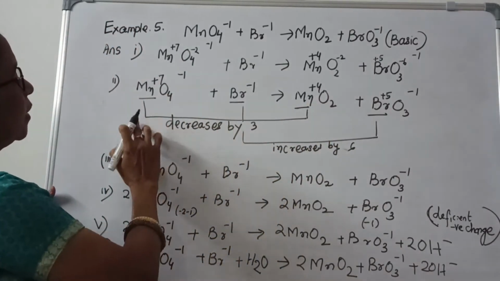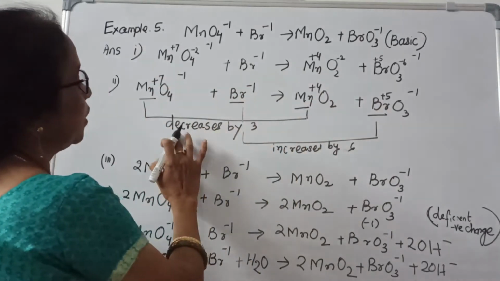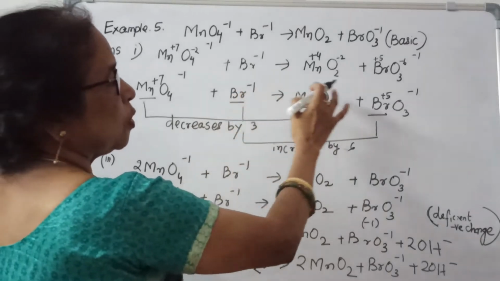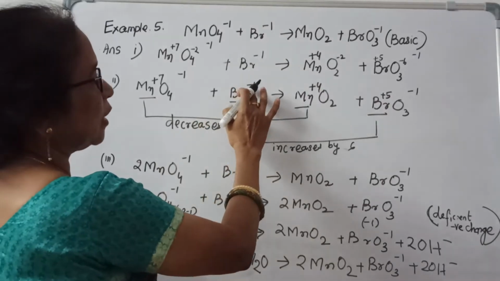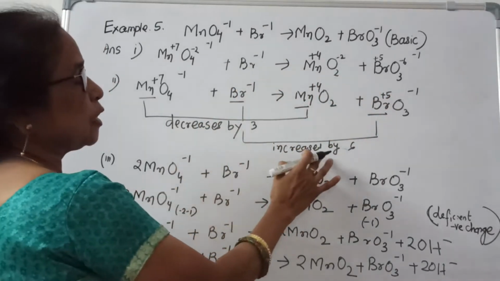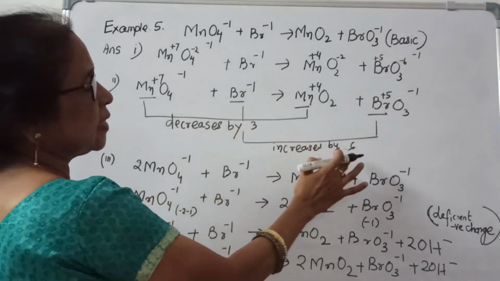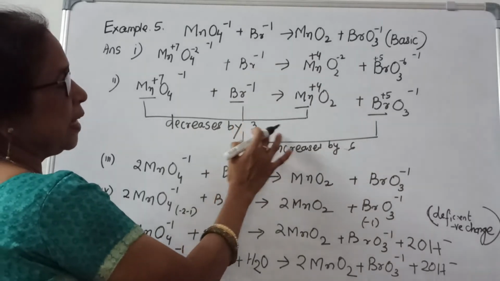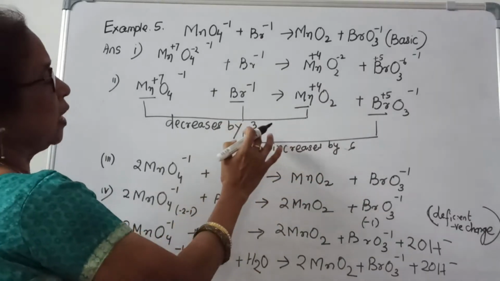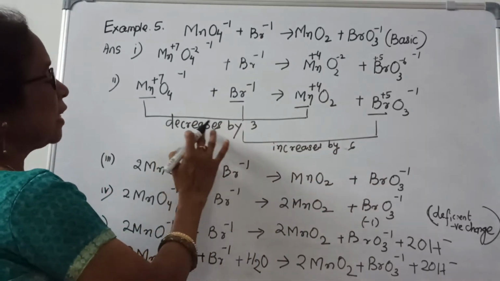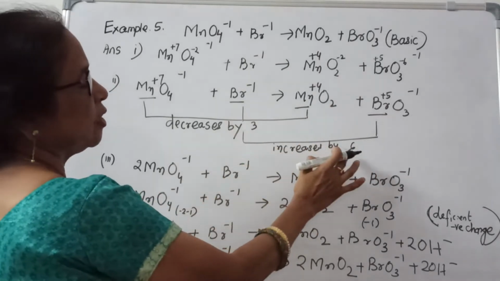Now plus 7 changes to plus 4 in manganese, and in bromine minus 1 to plus 5. That means you can write here this one decreases by 3, because it is 7 and 4. So decreases by 3, and minus 1 to plus 5 increases by 6. Bromine here, minus 1 changes to plus 5, increases by 6. You can observe this is 3, this is 6. That means 3 and 6, what is the common factor? 3. You cancel it, then what is remaining? Decreases by 1, increases by 2, because 3 is cancelled and it is 2 times.